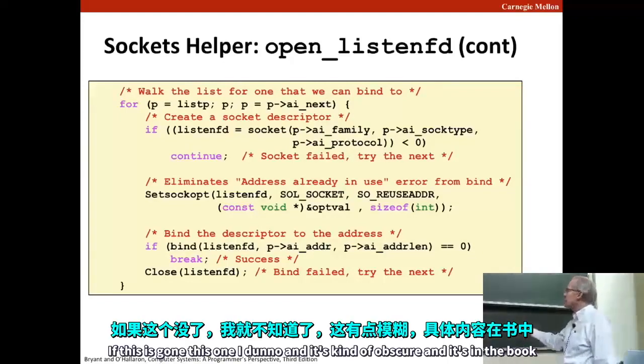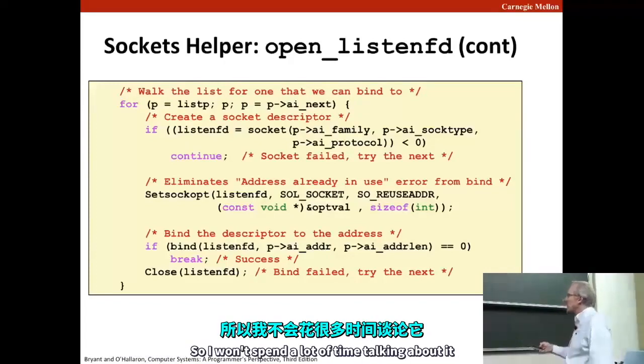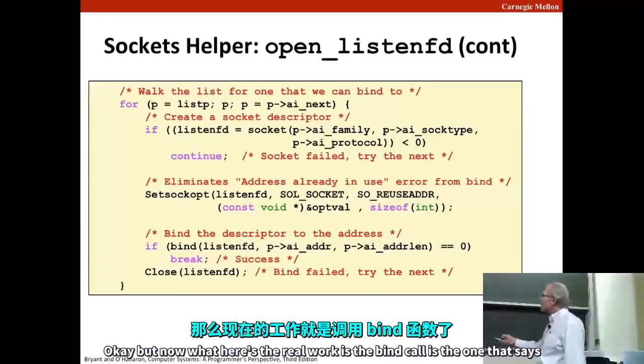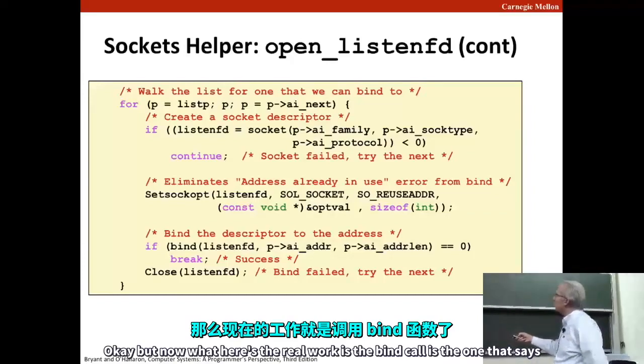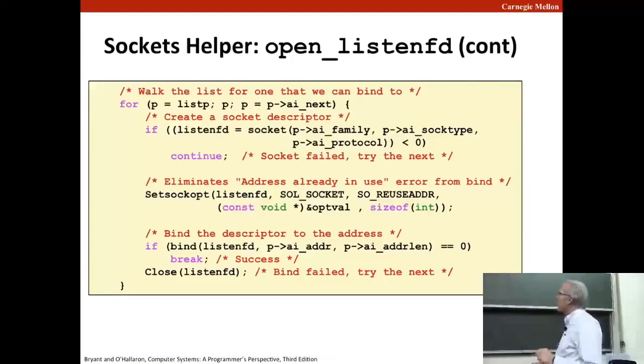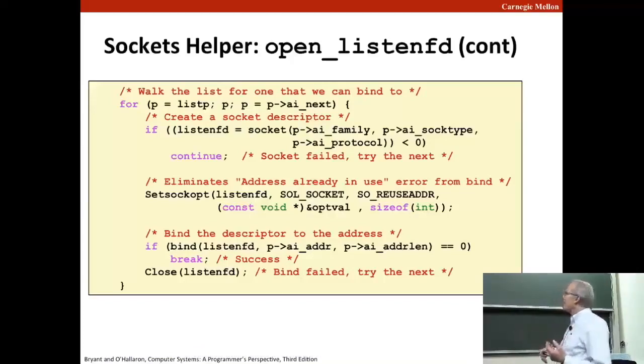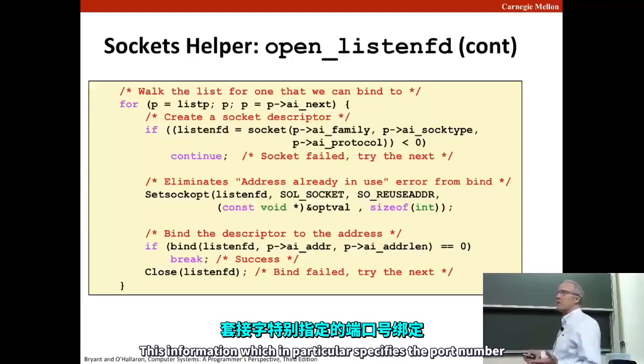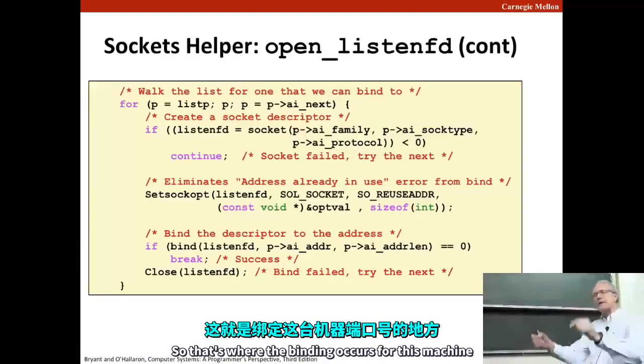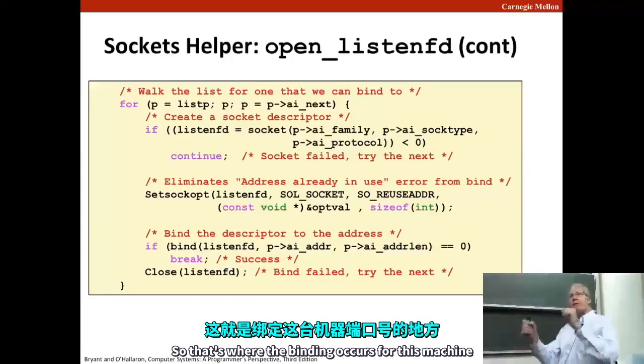This one I do know, and it's kind of obscure, and it's in the book, so I won't spend a lot of time talking about it. But now here's the real work: the bind call is the one that says, I want this file descriptor to be associated with this information, which in particular specifies the port number. So that's where the binding occurs for this machine.